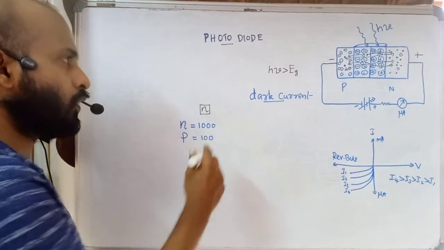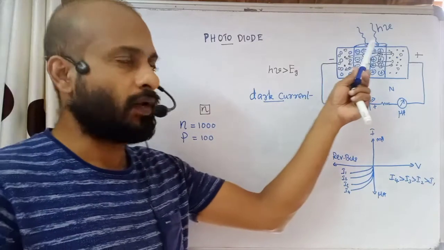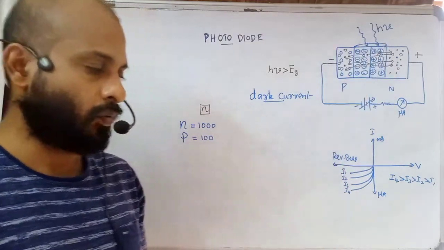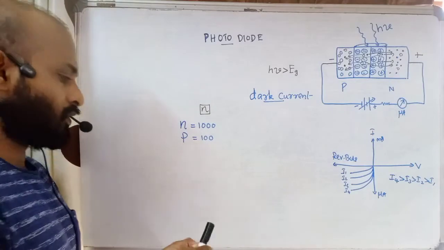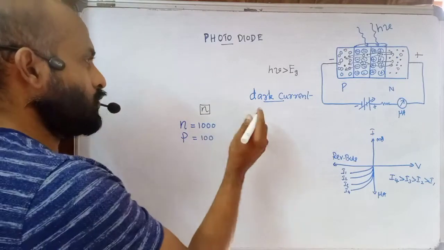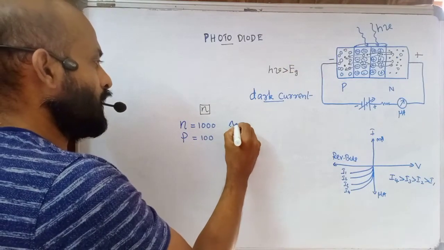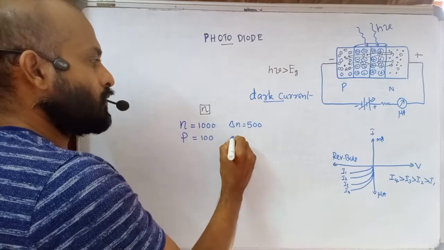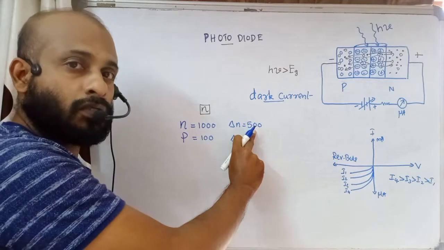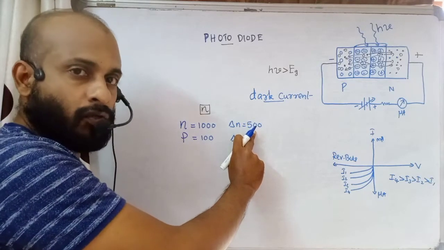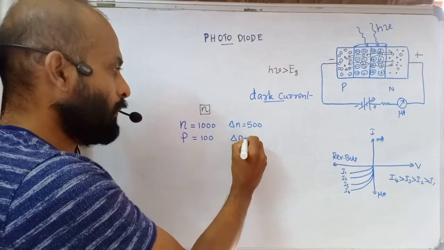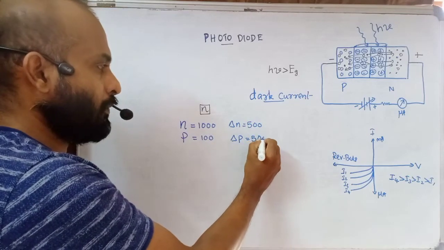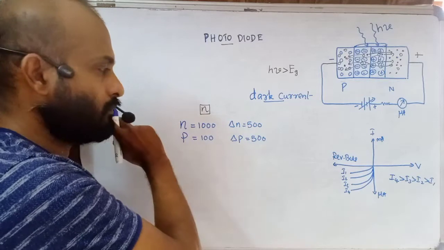Okay. Now, due to the incidence of light on this window region, more electron hole pairs are created. I'll give the change in the number of electrons due to the incident light, delta n, as 500. 500 electrons are produced, and if 500 electrons are produced, 500 holes will also be produced because electron hole pairs are created in equal numbers. This also will be 500. Both will be equal.